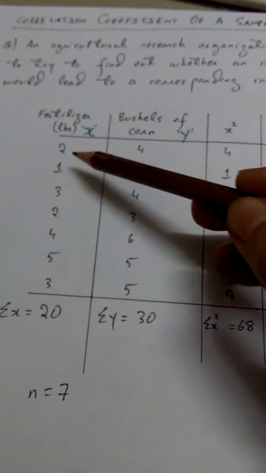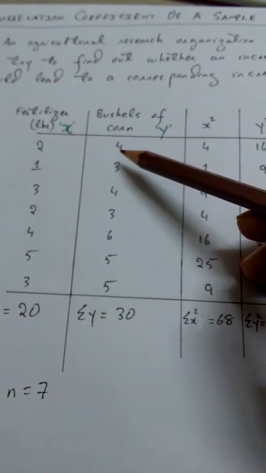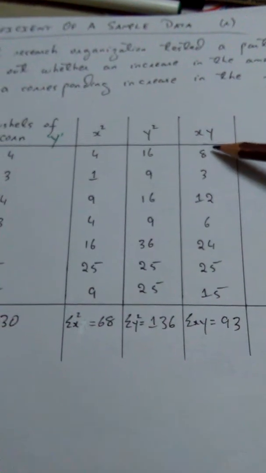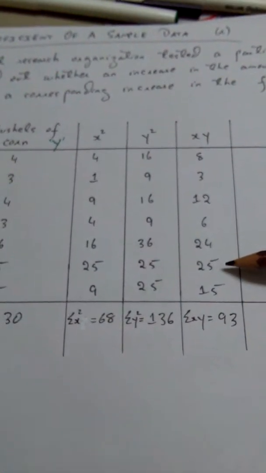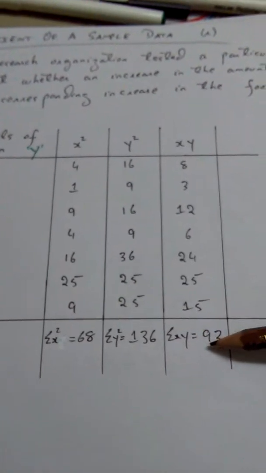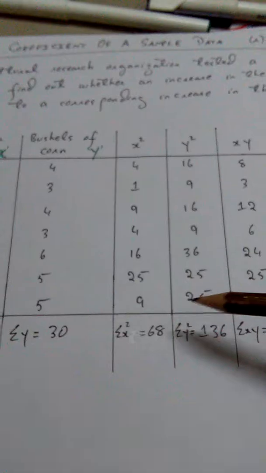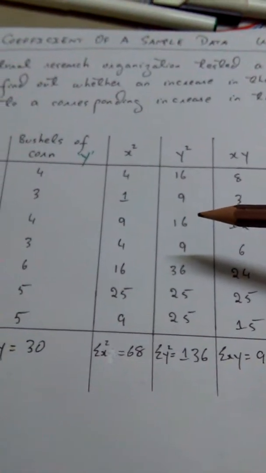After that, we have to find xy, meaning we are taking the product of these corresponding x and y values. 2 multiplied by 4, 1 multiplied by 3, and so on. So we got all these respective answers. We just sum them up, and we get the summation of xy. So these are the values. Now we are going to substitute these answers in the correlation coefficient formula represented by Karl Pearson.